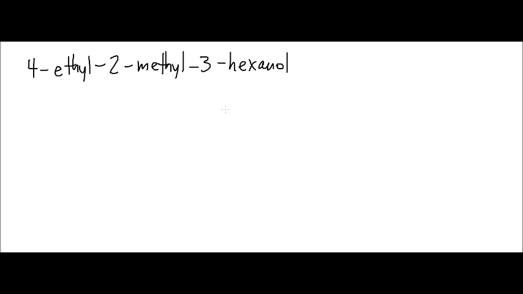So we're going to draw this. Now let's break down a few things here. We know we've got a hexane as our main chain, so our main chain is going to be 6 carbons in length. We know we've got an OH group located on the 3rd carbon, but we also have 2 other different types of branches. So let's start off with our main chain, as we always start by drawing our main chain.